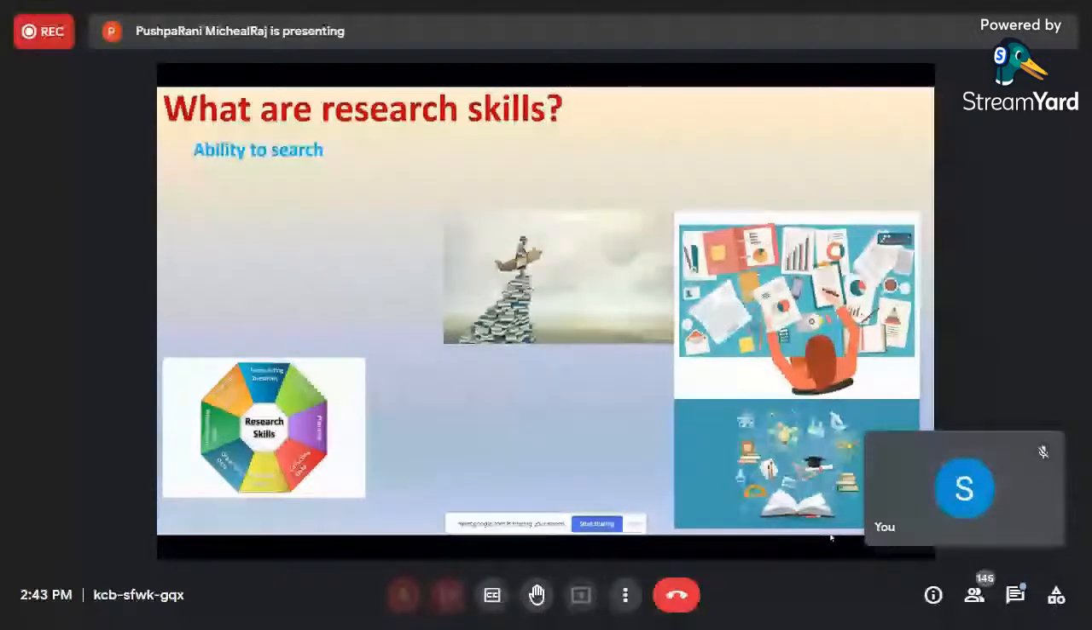So the ability to search, locate, extract, and organize your research topic or research question. You have a basic research question at the beginning, and how you will organize and evaluate your research question, and how you will present that information for a particular topic.